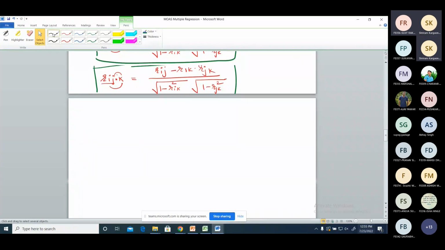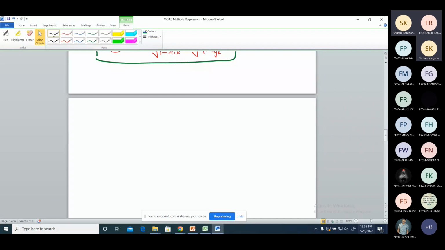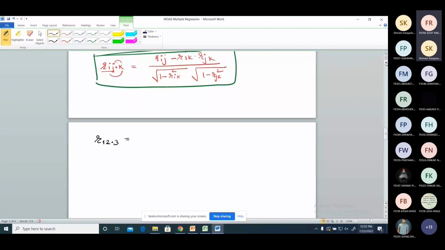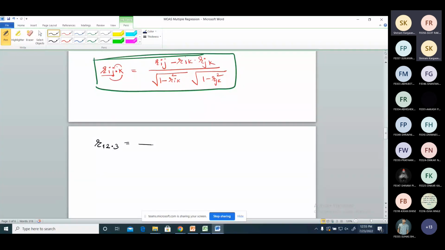In particular, suppose I want to find the partial correlation between x1 and x2 keeping x3 constant. What will be the formula? It is R12 minus R13 into R23, upon the square root of 1 minus R13 square into 1 minus R23 square. Understand? Yes or no? Blow your thumbs.